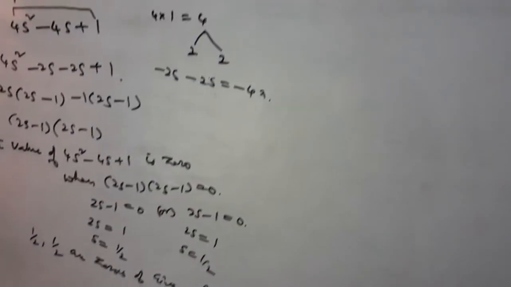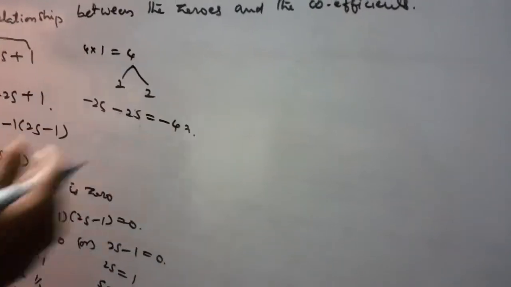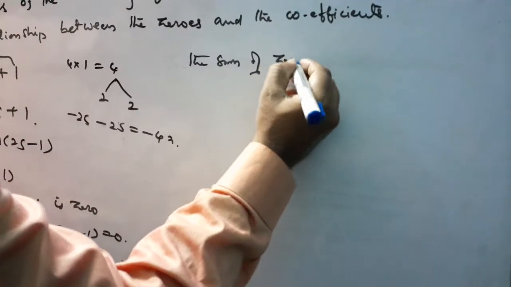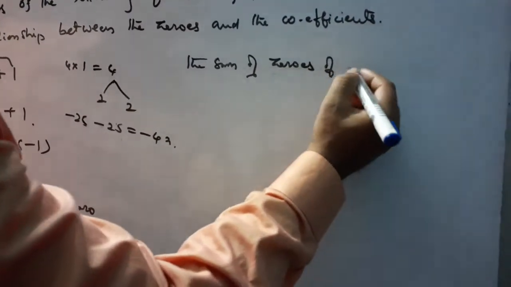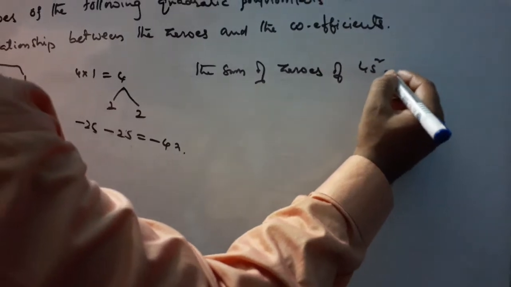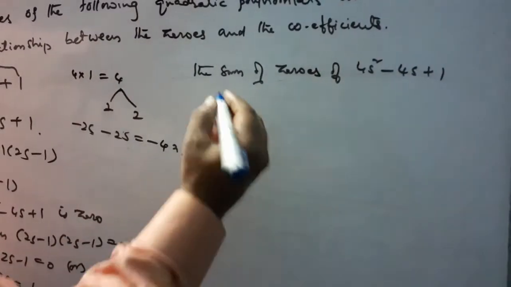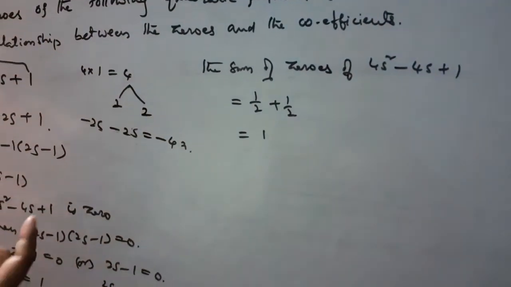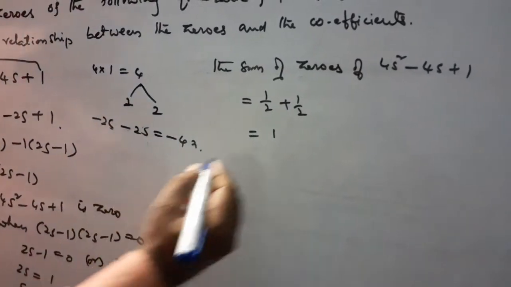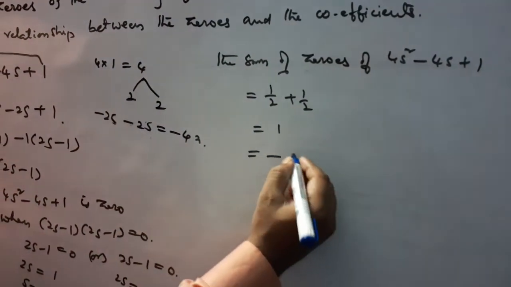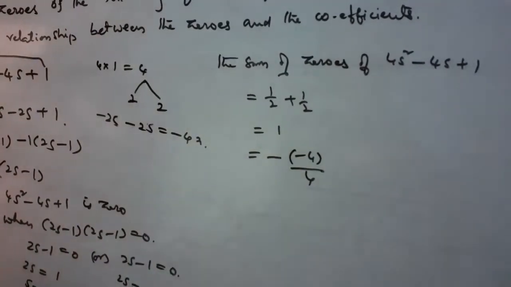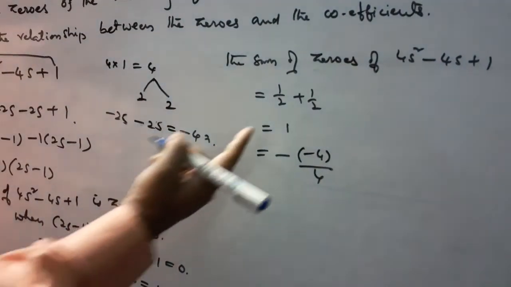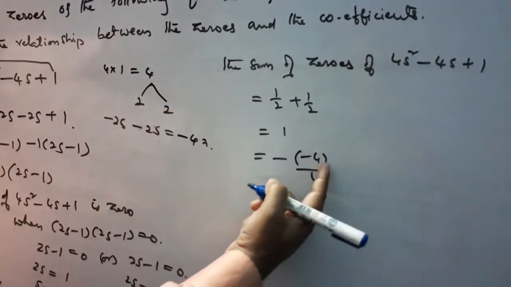So now I am taking the relation between the zeros and coefficients. Now the sum of zeros of 4s square minus 4s plus 1. Sum means here 1 by 2 plus 1 by 2, that is equal to 1. So 1 we can write as minus 4 by 4. 4 will be cancelled, we will get 1. Minus into minus, we will get the 1. So 1 we can write as minus of minus 4 by 4.